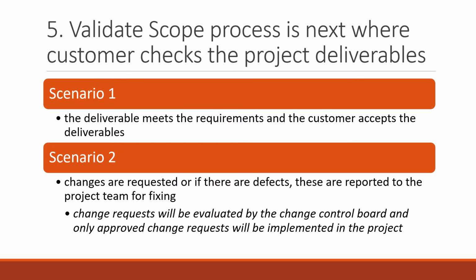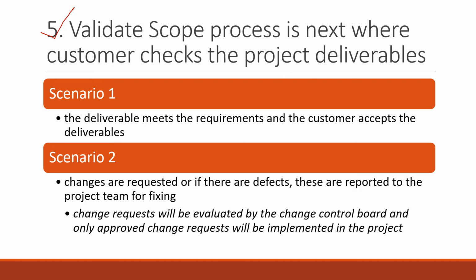Now, quite a bit of text here on this slide, but it's all important. Let's navigate through it. So step 5 is the validate scope process, right? So this process is next. This is where the customer checks the project deliverables.